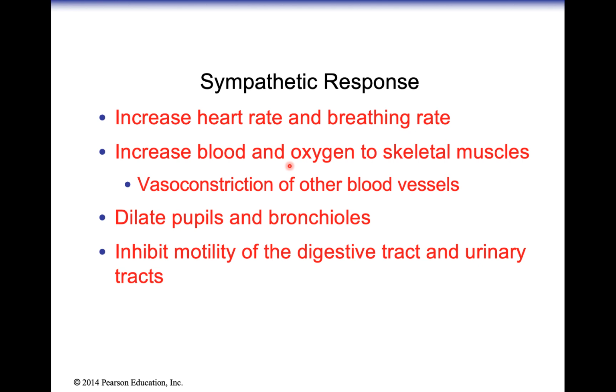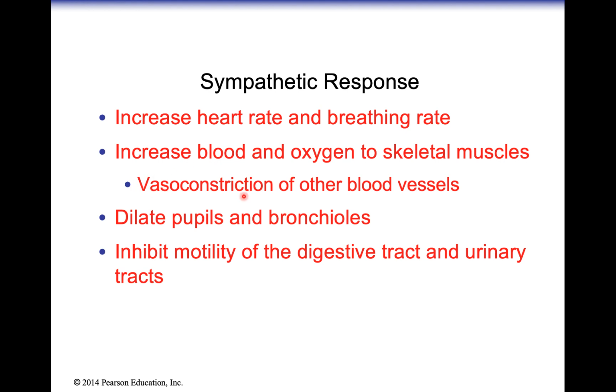So in red, these are the main things that I need you to memorize. The sympathetic response, main things that are going to happen here. If you're panicking, what are some things you notice that change about your body? Well, your heart rate goes up, your breathing rate goes up, and because you're breathing faster, you're getting more oxygen into your body. Because your heart rate's higher, you're pumping more blood throughout your body, which is great because if the panic is set because somebody is chasing you, you need more blood and oxygen to your skeletal muscles to run.